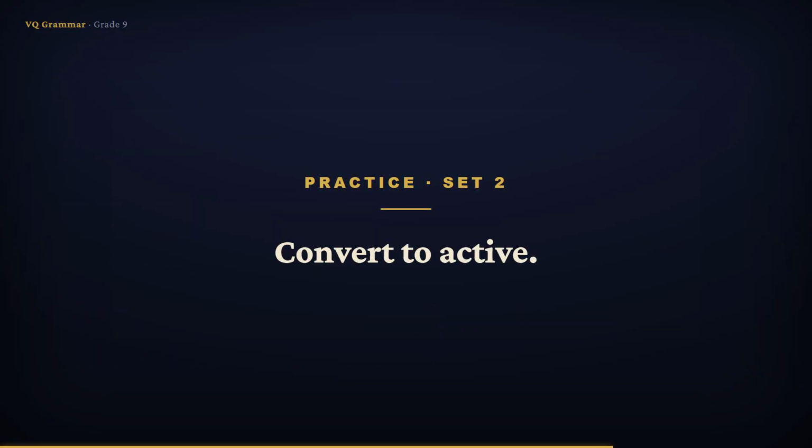Nicely done. In this second set, every sentence is passive, and your job is to turn it into the active voice. Remember the trick. Find the real doer, the one after by, and make that doer the subject. Pick the choice that says who did what, plainly and directly. Pause and try each before I answer.